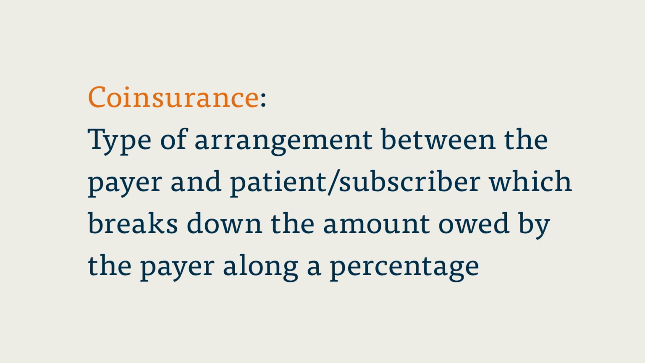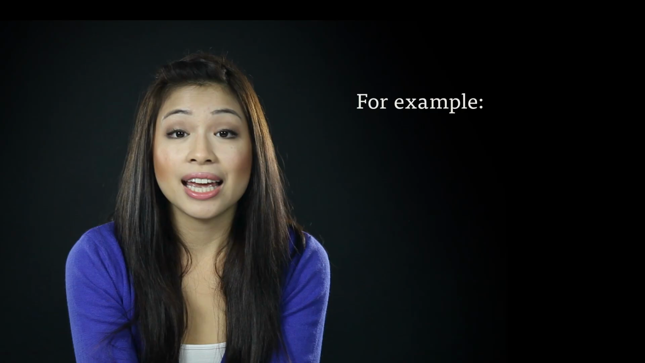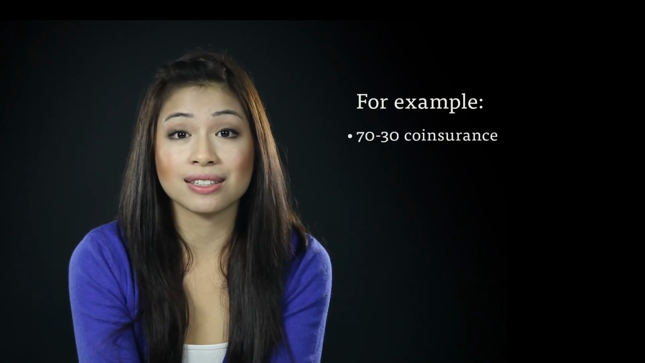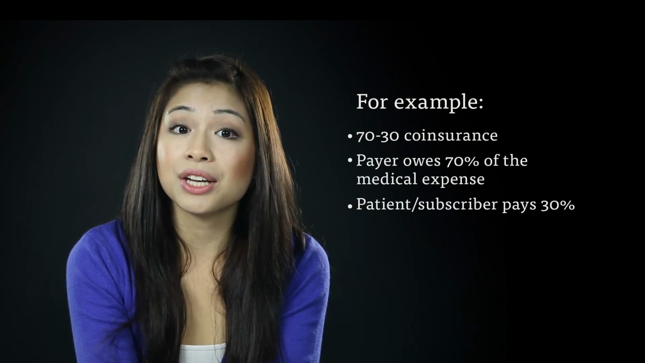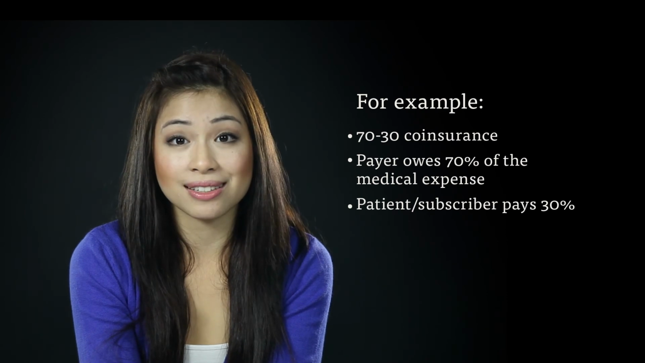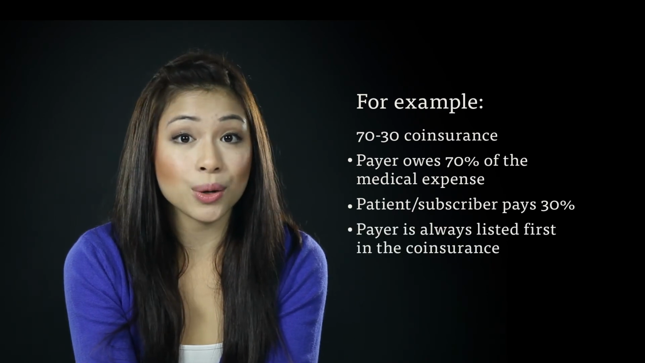A coinsurance, on the other hand, is a type of arrangement between the payer and the patient subscriber which breaks down the amount owed by the payer along a percentage. An example would be a 70-30 coinsurance. In this agreement, the payer owes 70% of the medical expense, while the patient subscriber must pay the other 30%. The payer is always listed first in the coinsurance.